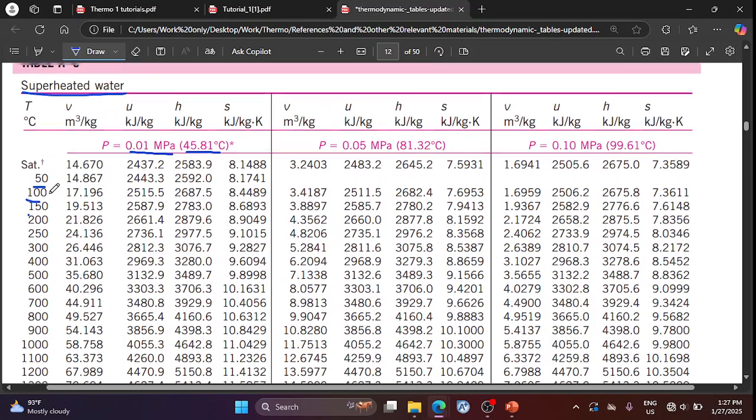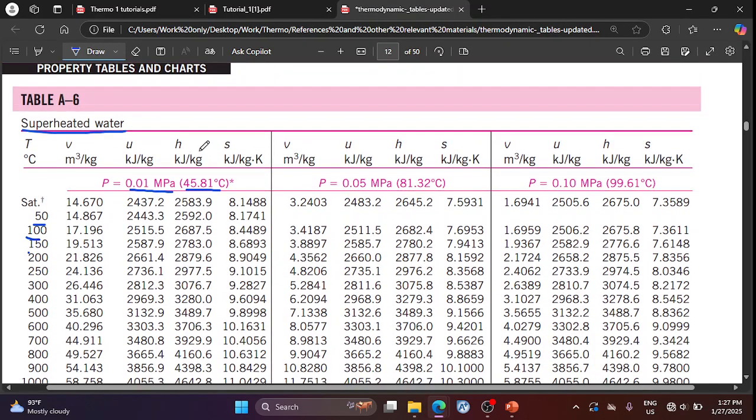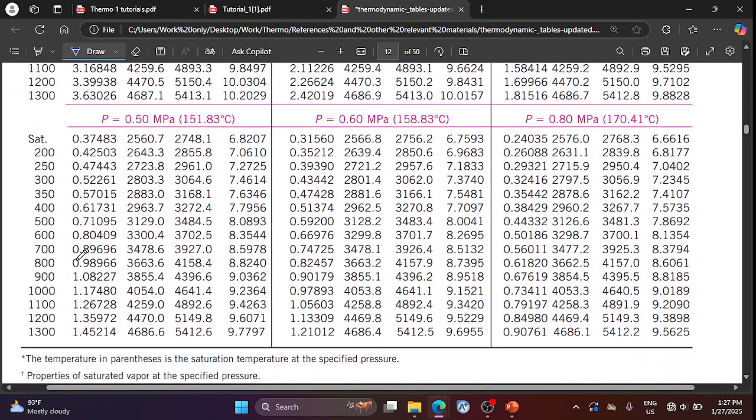If I check the enthalpy of water at 0.01 megapascal and 150 degrees Celsius, I'll get 2783. That's the enthalpy of the superheated steam. It's no longer saturated, it's superheated at these conditions, 0.01 megapascal and 150 degrees Celsius.